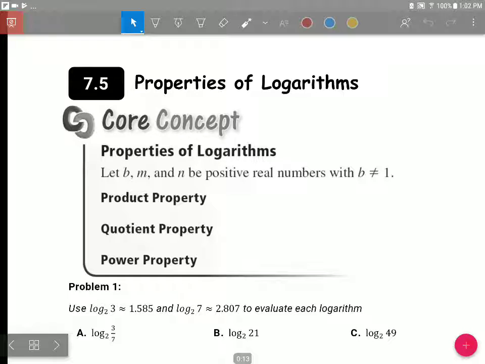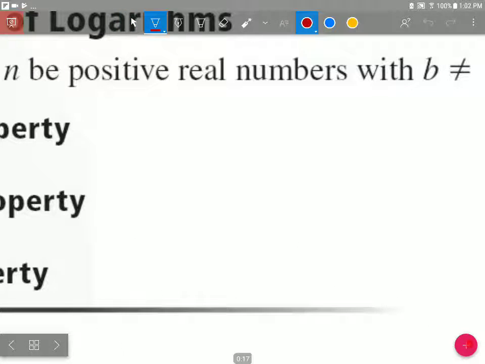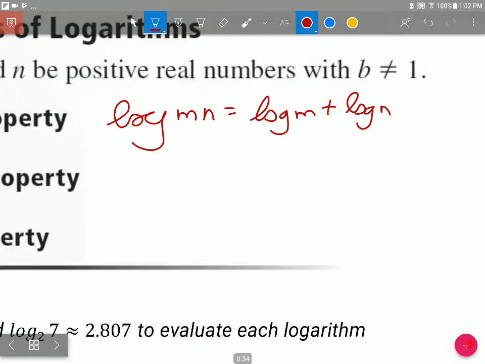First things first, your product property. If I have a logarithm that looks like this, some log with two things in the argument that are multiplying each other, well, I can break that into two logs. I can do log of m plus log of n. I can write that as two logs that are being added to each other. Okay?